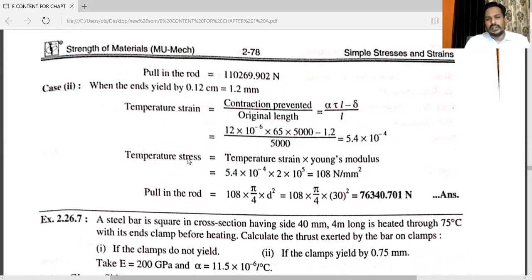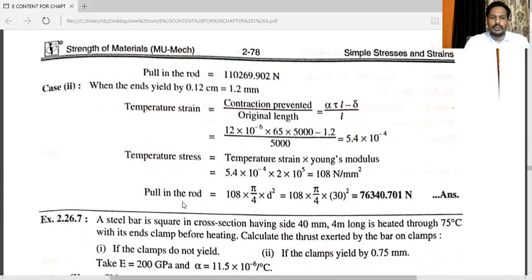Now temperature stress is equal to temperature strain into Young's modulus. We have the value of Young's modulus and the value of temperature strain. So the temperature stress is equal to 5.4 into 10 raised to minus 4 into Young's modulus, that is 2 into 10 raised to 5 Newton per mm square. So the answer will be 108 Newton per mm square.